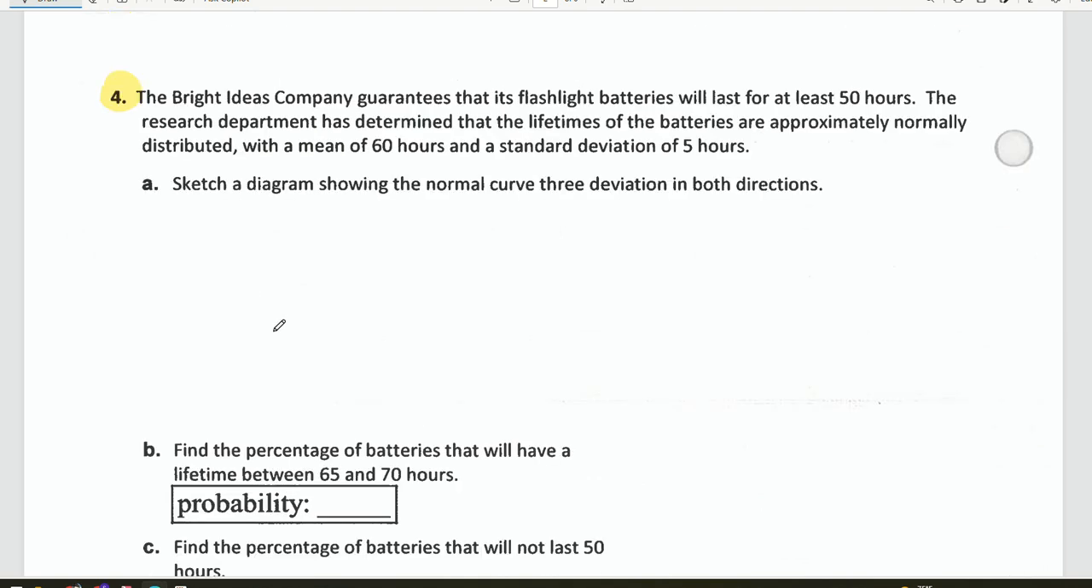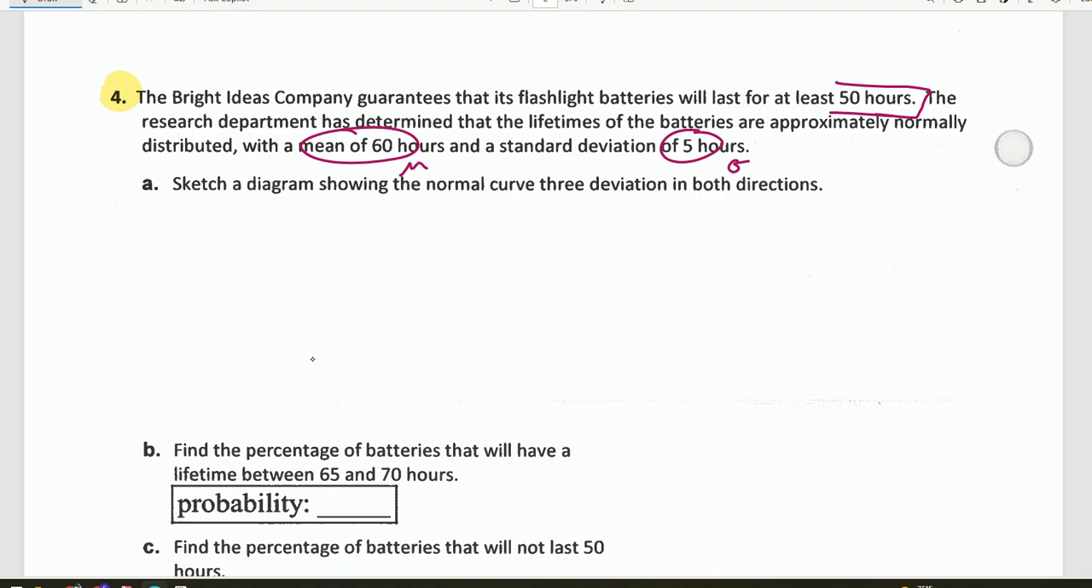So let's start with number 4. The battery will last for at least 50 hours. I know that seems important, but that's just their guarantee. But when they actually do the research, they find that the mean battery life is 60 hours, and it has a standard deviation of 5 hours. So that's the mean, that's our standard deviation.